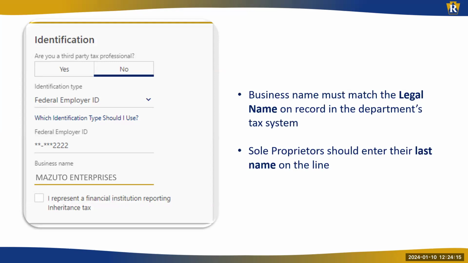Once you have selected the federal employer ID from the dropdown and enter the appropriate ID number on the line, you will need to enter the business name exactly as it is for the department's records. As a word of advice, this should be the legal name of the business. I believe eTides was driven by the doing business as name, but that is not the case for myPATH. Additionally, if an entity is a sole prop, you will simply enter the last name on the line and then click next to proceed.